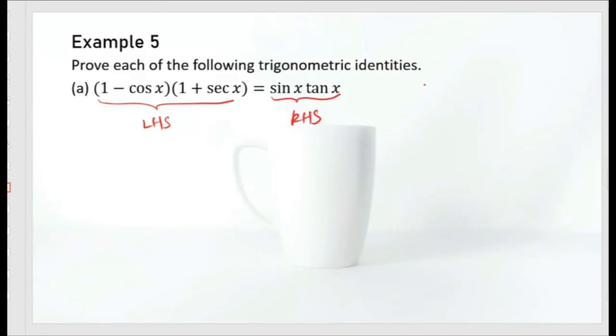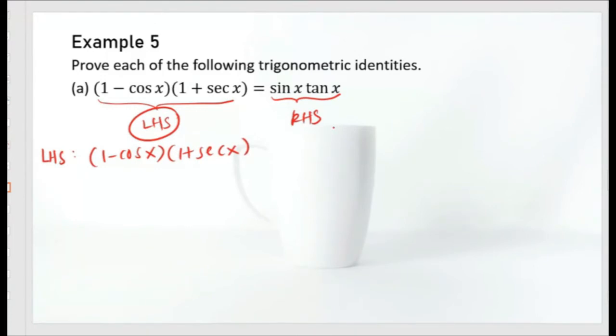So from here you see which one is more complicated, which one is simpler. Left hand side is more complicated, right? So for proving, we always start with the complicated one, or the one with more terms. So we start from the left hand side, then we have to prove to the right. So we start from left hand side: 1 minus cos x, 1 plus secant x.